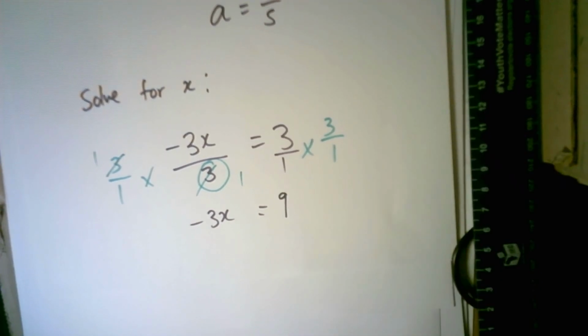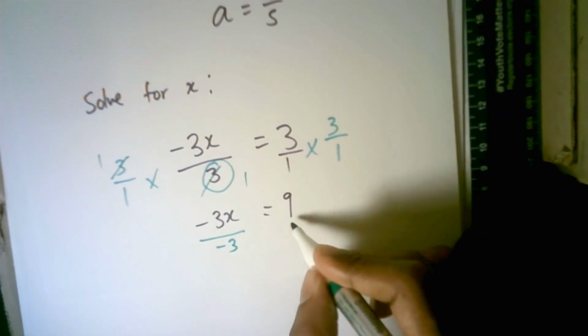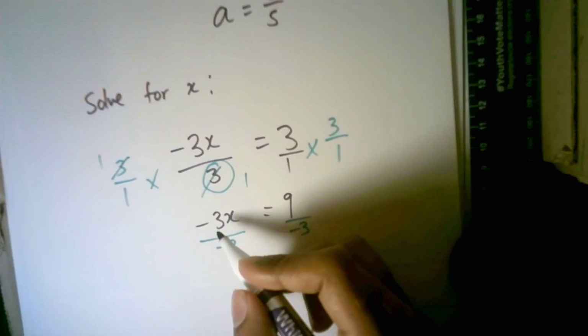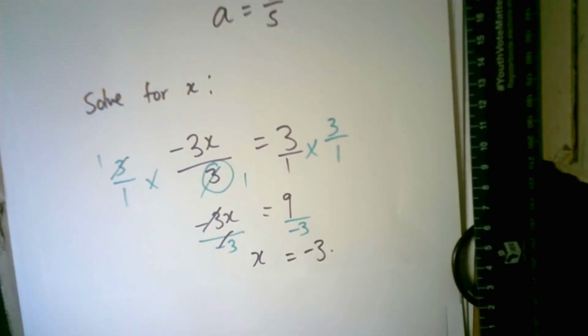And now I just solve the equation as any other equation. I divide the left hand side by negative 3. I divide the right hand side by negative 3 as well. So what am I left with? I'm left with x is equal to negative 3. And that is my final answer. And you can check to see if that is correct as well, right?